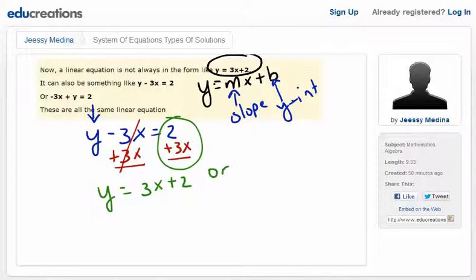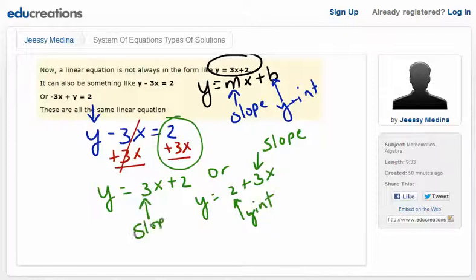Or, you can also write y equals 2 plus 3x, but when we're graphing, you need to understand that this is the slope. The slope is going to be the number that's in front of the x, and this is the y-intercept. Okay? Same thing here. Slope, y-intercept. And so it doesn't really matter how you write it as long as you understand that this coefficient is your slope. And so with that, we can definitely graph it.